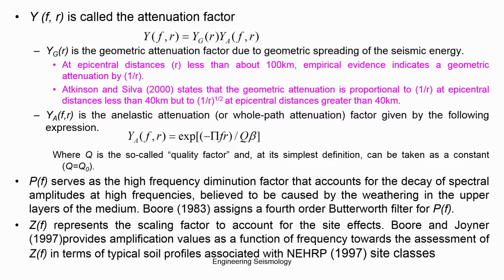So, the term is called the attenuation factor, which is a function of frequency and R. The geometric term is the geometric attenuation factor due to the geometric spreading of the seismic waves. At epicentral distance R less than 100 km, empirical evidence indicates that geometric attenuation is a function of 1 by R. Atkinson and Silva state that geometric attenuation is proportional to 1 by R at epicentral distance less than 40 km, but to 1 by square root of R at greater distances. So, this basically depends on the region.